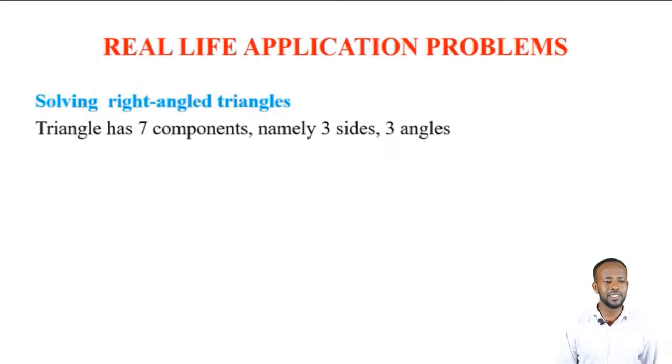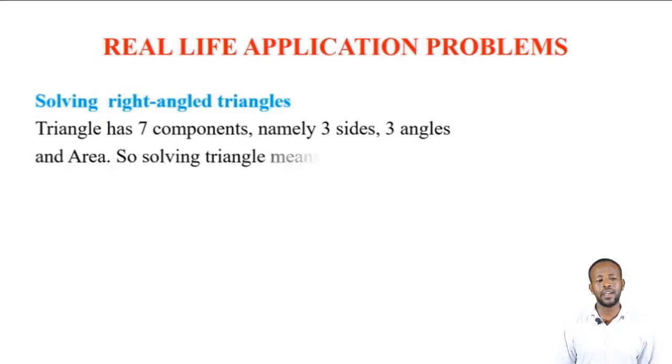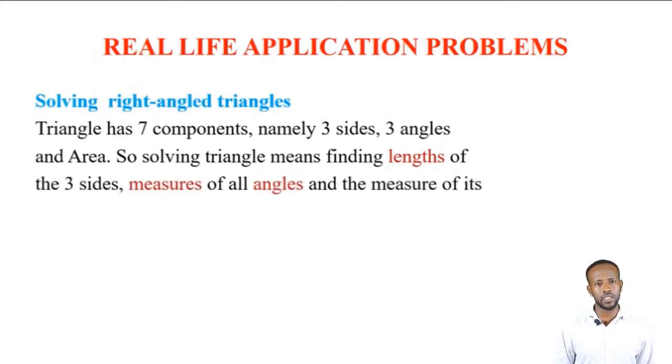Now let us say these triangles have 7 components, 7 parts, namely 3 sides, 3 angles and the area. So solving a triangle means finding the lengths of the 3 sides, the measures of the 3 angles and the area. So now, if we are asked to solve a right angle triangle or another triangle, we are going to find these 7 things.